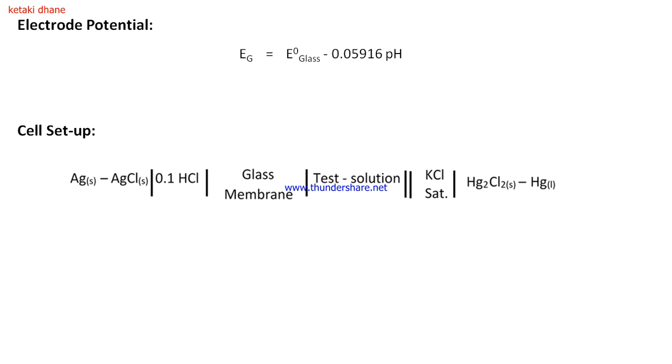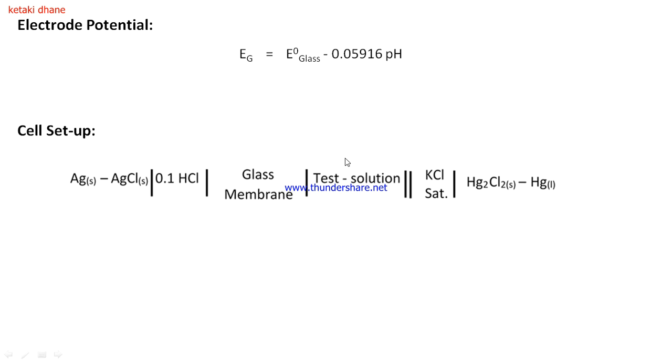So when we measure the electrode potential of the glass electrode, the potential at the glass electrode is equal to the standard potential of the glass electrode minus a constant value, that is 0.05916 pH. So the cell setup of this glass electrode is a silver wire dipped in silver chloride solution, followed by the presence of 0.1 normal hydrochloric acid and a selective glass membrane.